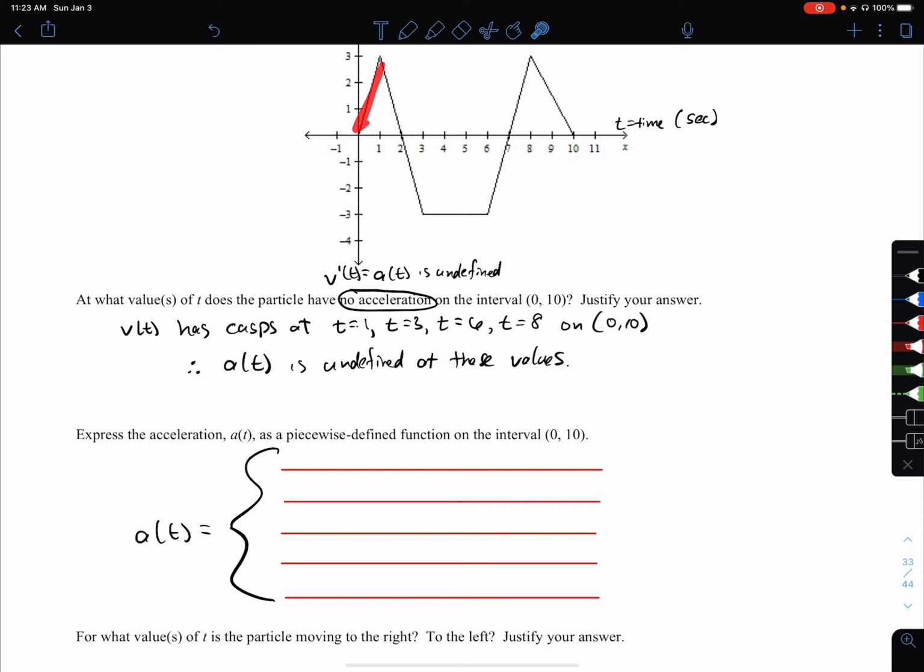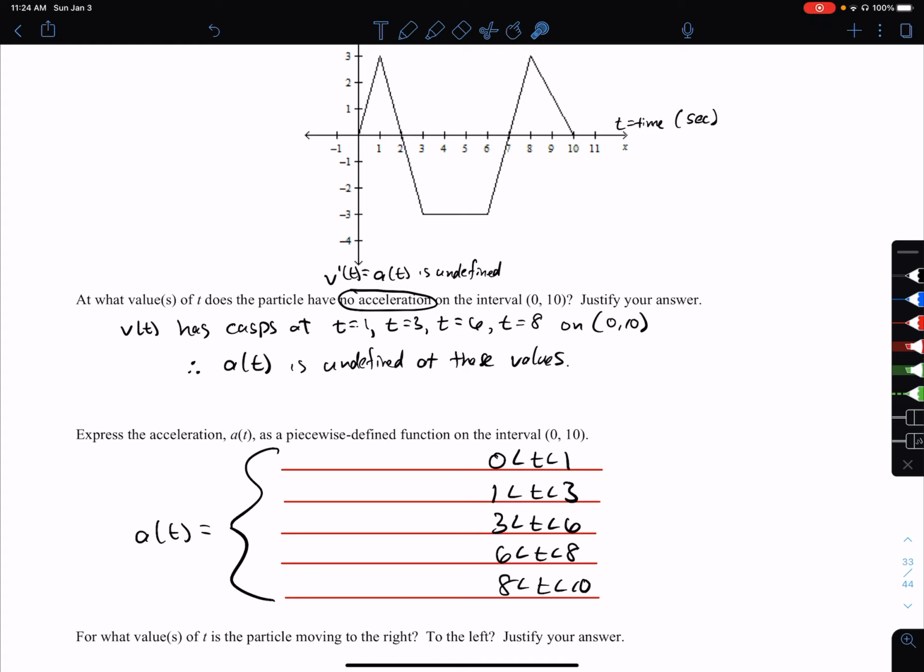So the first interval is from 0 to 1. Second interval is from 1 to 3. Third interval is from 3 to 6. Fourth one is from 6 to 8. And the final interval is from 8 to 10. Notice how I did not include any of the numbers where these two come together, because we're talking about acceleration. Those derivatives are undefined. There is no acceleration at those locations.